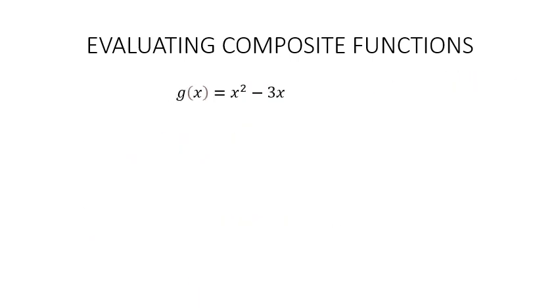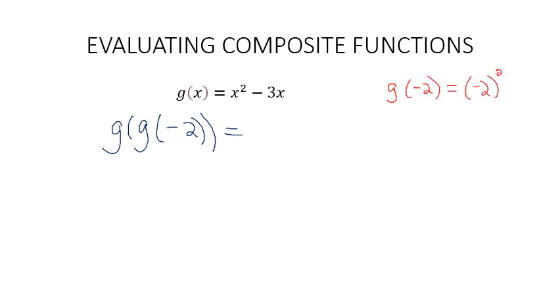This is another example of composing a function with itself. So g of g of negative 2. To find this, we're going to start with the inside function, which is g of negative 2. g of negative 2 is equal to negative 2 squared minus 3 times negative 2. This is 4 plus 6, which is equal to 10.